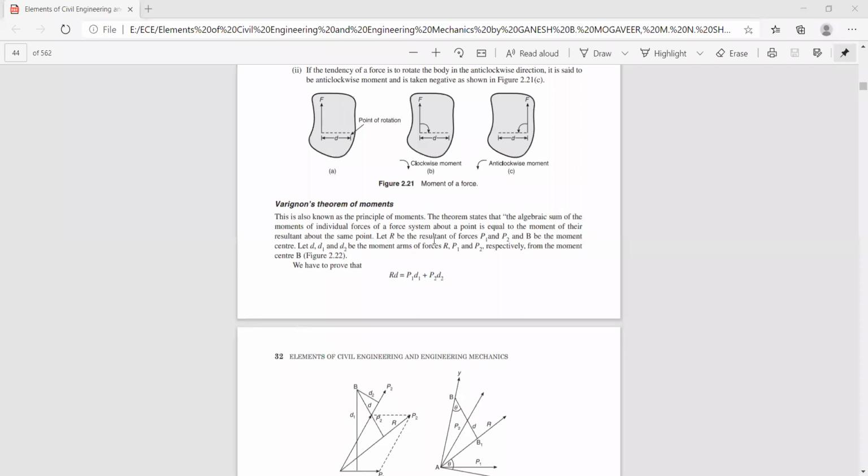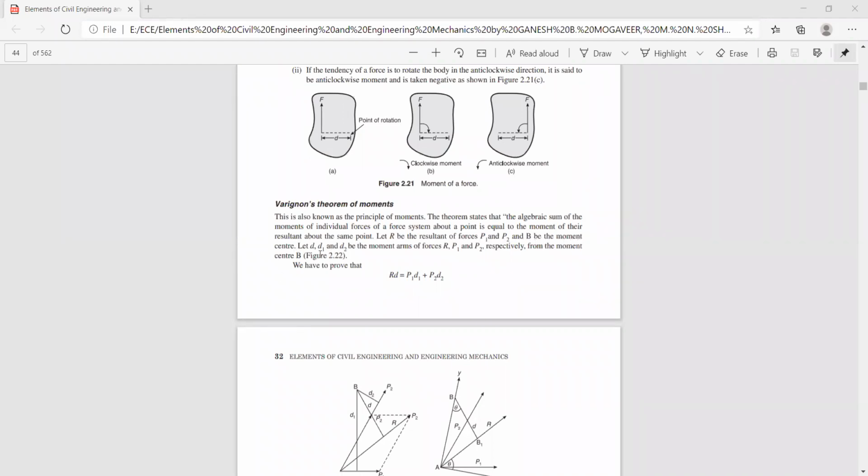Now, let R be the resultant of the forces P1 and P2 and B be the moment center. That means we have two forces P1 and P2 acting at a point, concurrent forces, and R being the resultant of these two forces. And we are going to consider the moment of these two individual forces and also the resultant about a point B. That is the moment center, the point about which you are going to consider the moment of these individual forces as well as the resultant.